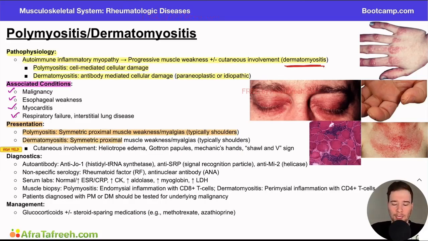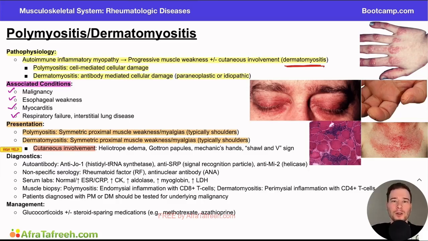But in dermatomyositis, we see the similar symmetric proximal muscle weakness and myalgias, but we're also going to see the cutaneous involvement. I put this as high yield because this is how you differentiate the two. If they're talking about skin rashes or presentations plus this proximal muscle weakness, that's more indicative of dermatomyositis. Again, derm meaning related to the skin.